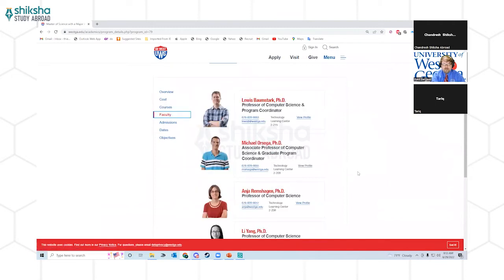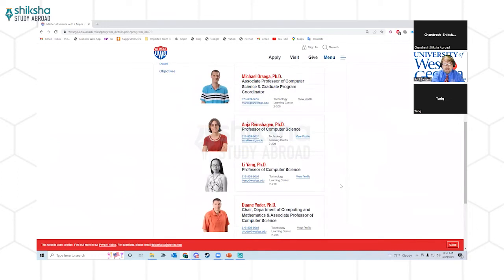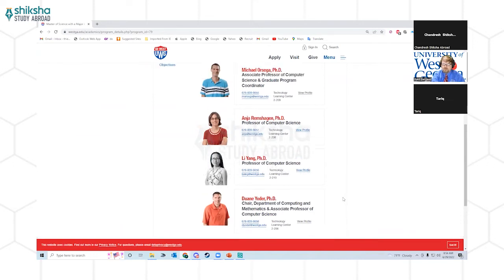I also wanted to talk a little bit about our faculty. The 2 I would highlight are Dr. Yoder here. He is the chair in the Department of Computing and Mathematics, and he's also an associate professor within the program. So he is in charge of our computing programs, both at the undergraduate and graduate level, and also is a faculty member who teaches within the program.